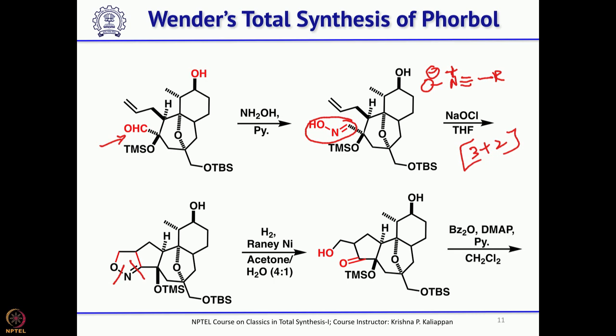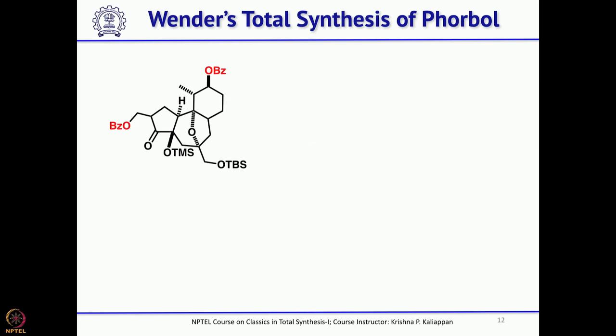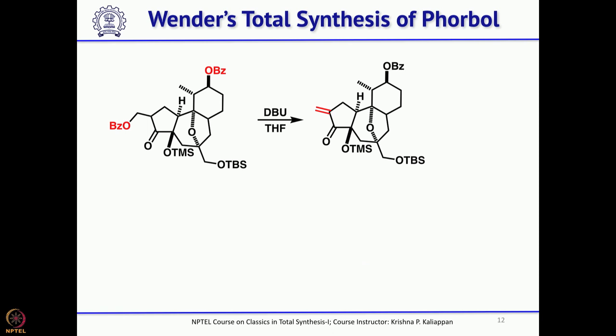Then what is required? You have to protect the hydroxyl groups as benzoate. So both primary as well as the secondary hydroxyl groups were protected as benzoates. Then if you treat with DBU, then this can undergo elimination.